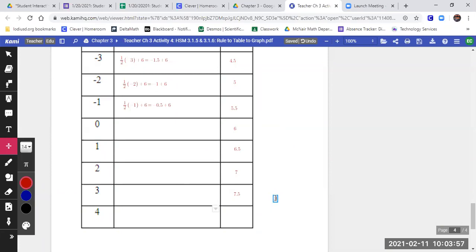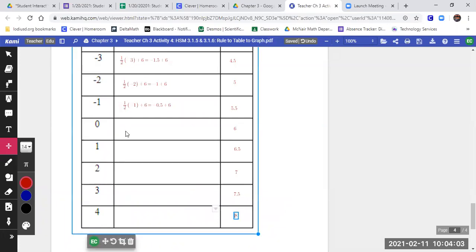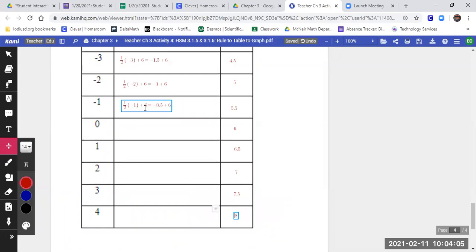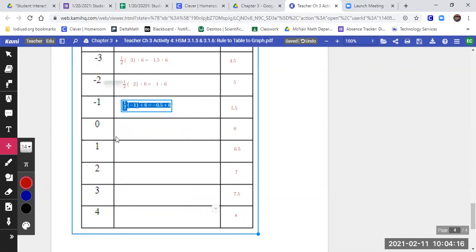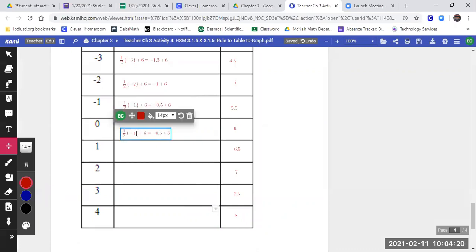Okay, now we're going to go put our work in. What's the only thing changing over and over in the work? What we put in for the x. The half doesn't change. The plus 6 doesn't change. So let me see if it lets me copy. We're going to give it a shot. Copy. Oh, it does.